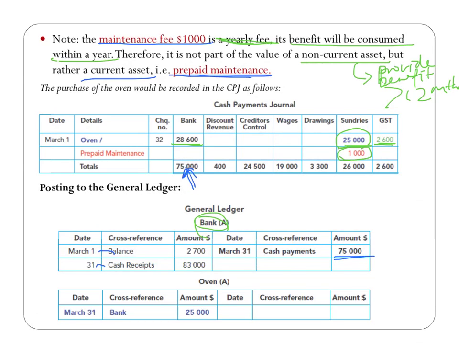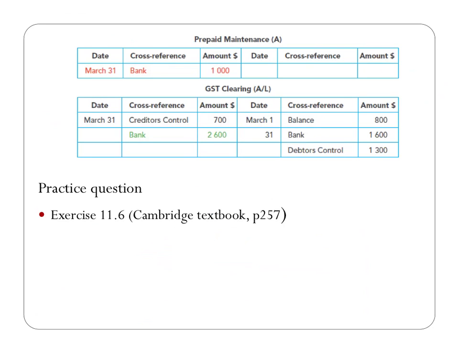In the oven account, this asset account, you need to debit because it's an asset, so we debit $25,000. This is the cost that we're attributing to the non-current asset oven. Cross-reference bank because we use cash to pay for it. Prepaid maintenance is also an asset account, however, it's a current asset account. Prepaid maintenance $1,000, cross-reference is bank. GST clearing: when we purchase something, that's going to reduce our GST liability, so it's going to be on the debit side. Cross-reference bank, debit $2,600.